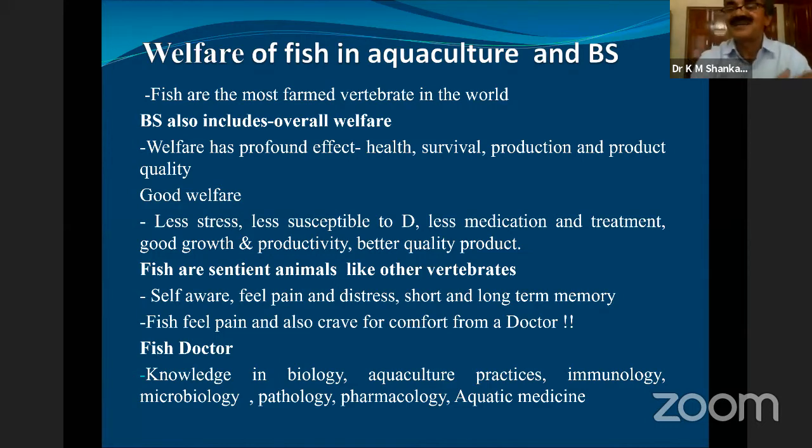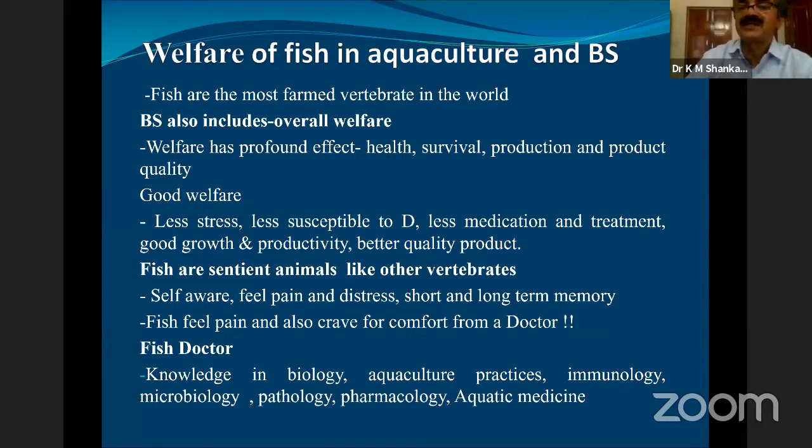Just go back and analyze. I think good welfare always helps a lot. Fish are sentient animals like other vertebrates. A lot of information has been gathered in the last 10, 15 years. It means they are self-aware, they feel pain, they feel stress, they have short and long memory. Fish feel pain and crave comfort, particularly when you are rearing in high density. So that's a modern concept.